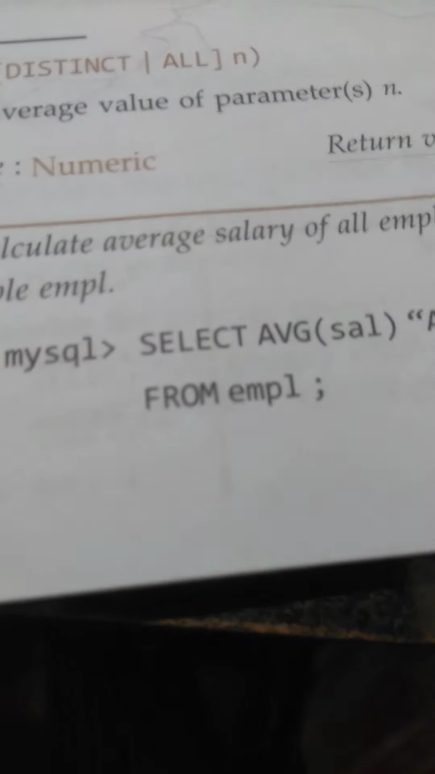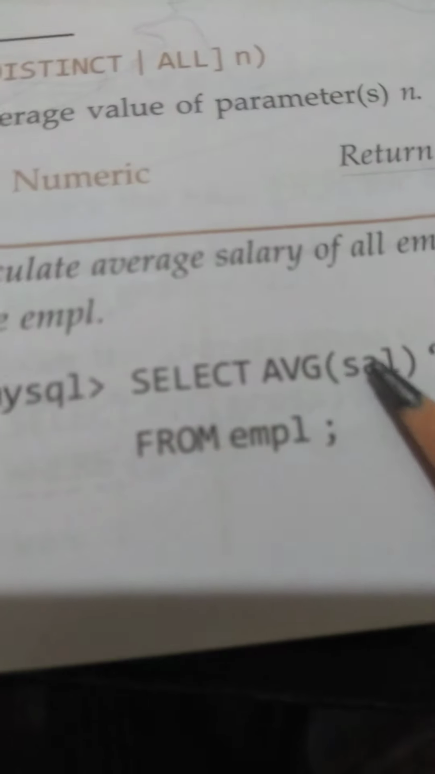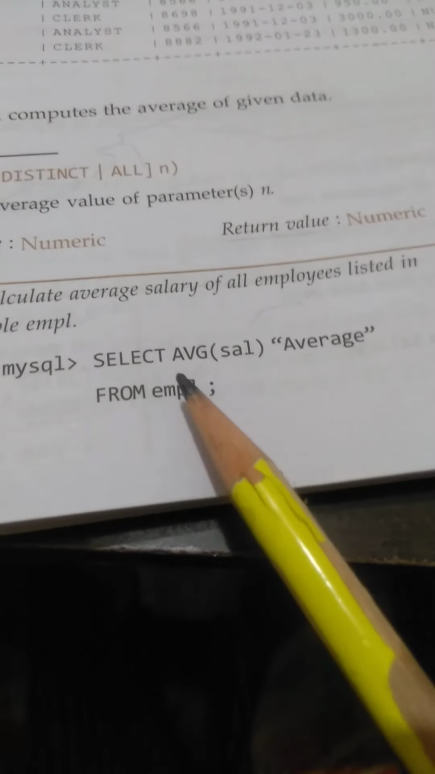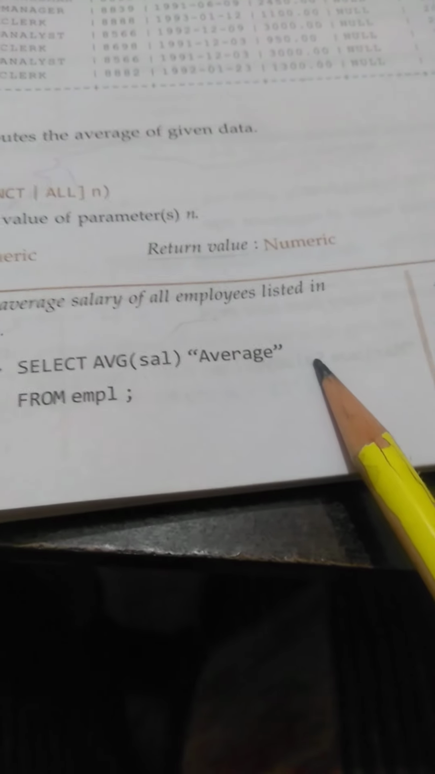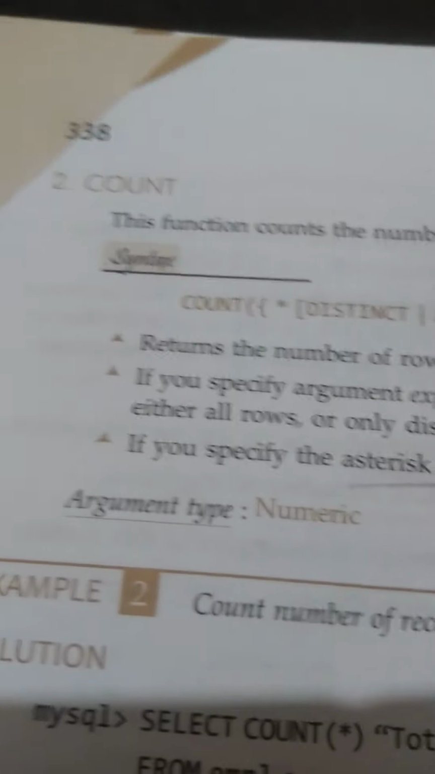It will work only on the salary column, and it will return the average value like that. This way it will give you the result from the table name. It takes all the salary rows, and then it returns the average.